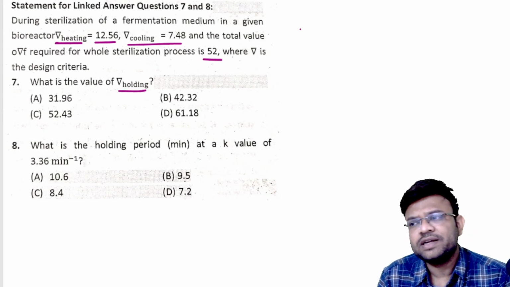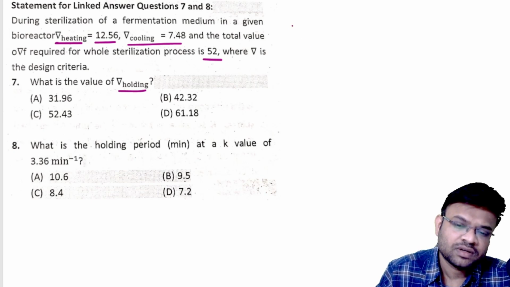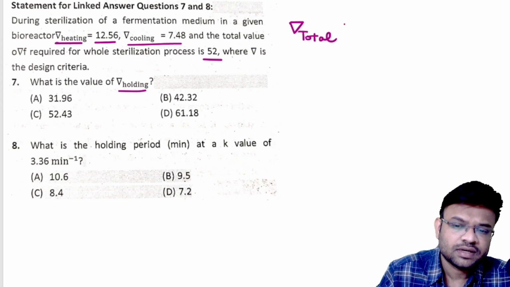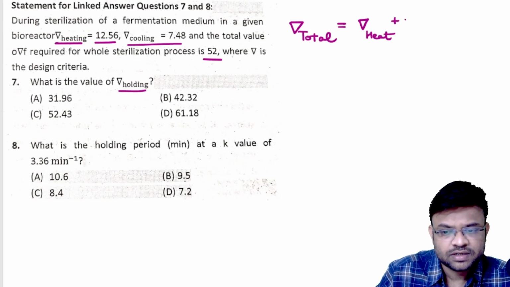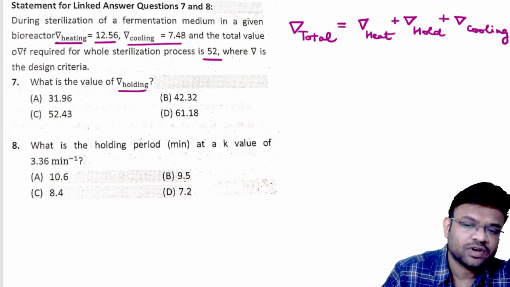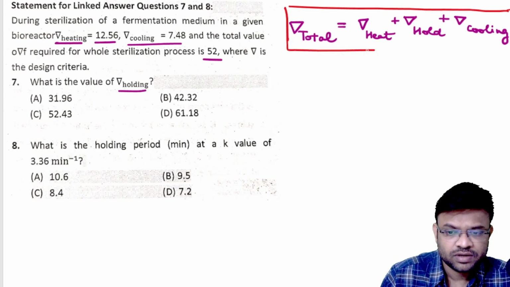First thing first, del is a criterion to understand the sterilization. Del total comprises of del heating plus del holding plus del cooling. Let me just explain it to you with the help of a concept. Let me first of all put it in a box. This is an important formula that you should be remembering.